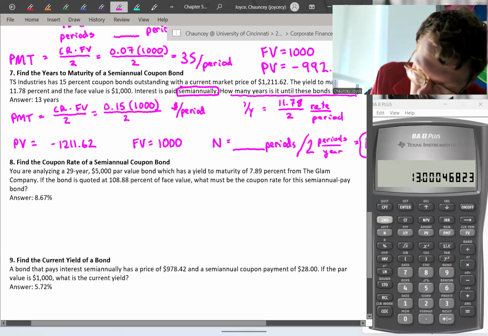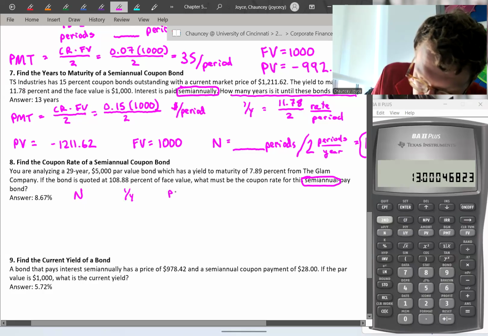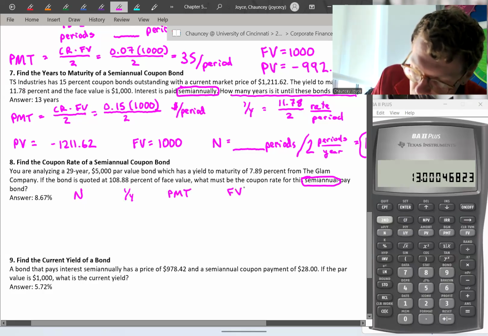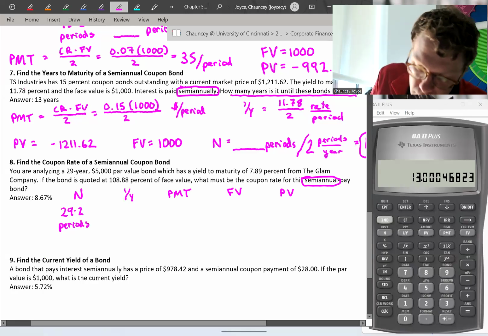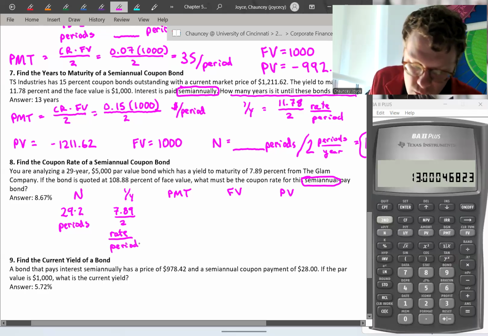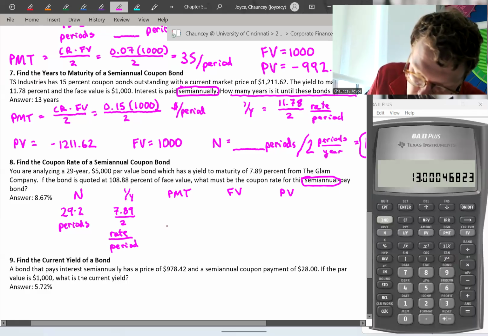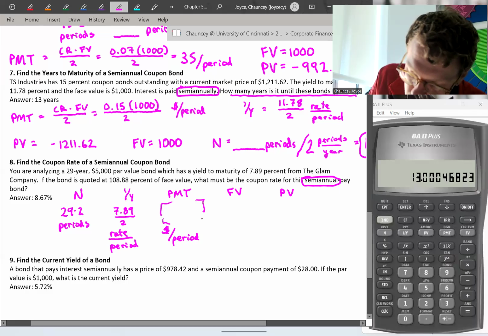So if it's semi-annual pay, we have to be careful with the 3 things of timing, risk, and frequency of the payments, and the magnitude there, face value and present value. So time is 29 times 2 periods. Our rate, our IY, our discount rate for bond valuation is 7.89 over 2. That's a rate per period. The coupon payment is what we're solving for. So we're going to need that. That's an amount per period. That would be step 1, solving for this variable.